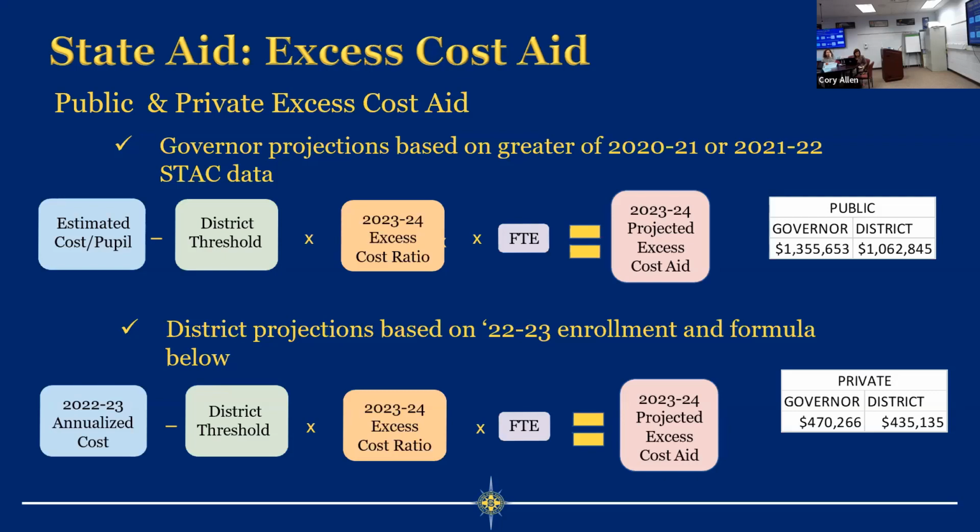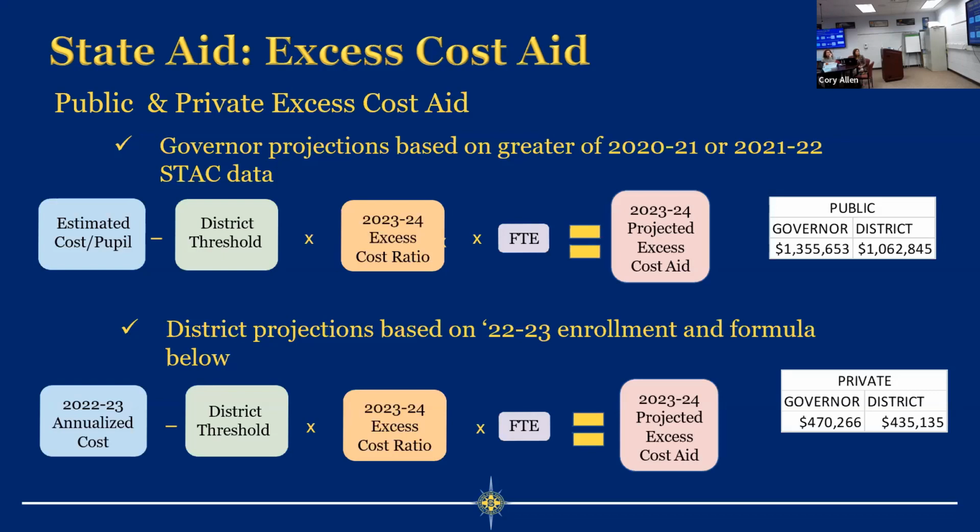Now, the way it's actually calculated is you take the annualized cost. Let me go back. In the governor's projection, notice that it's the greater of 2021 or 21-22 staff data, in other words, enrollment in 2021 and 21-22. The way it's actually calculated is they take the 22-23 enrollment, minus that same district threshold, times that same excess cost ratio, times an FTE. So for instance, a student may come in in January, their FTE is 0.5, not 1.0, to get to your excess cost aid.